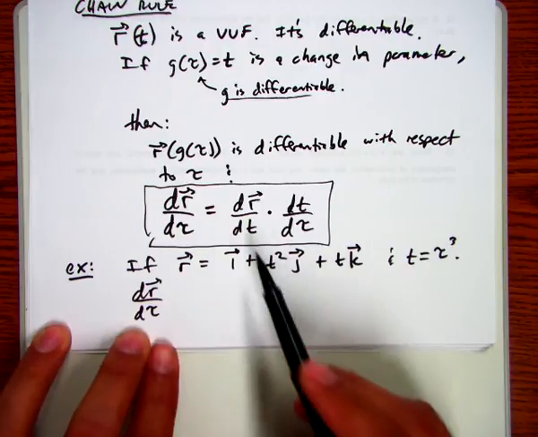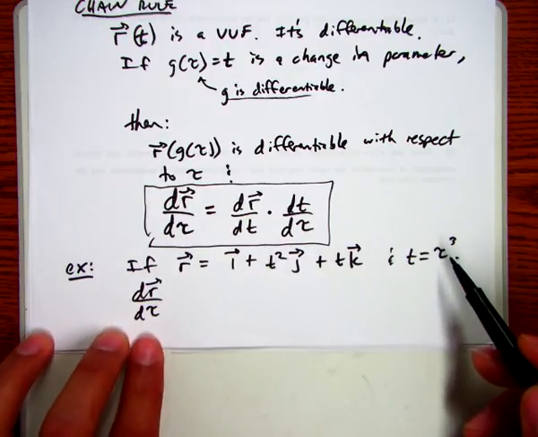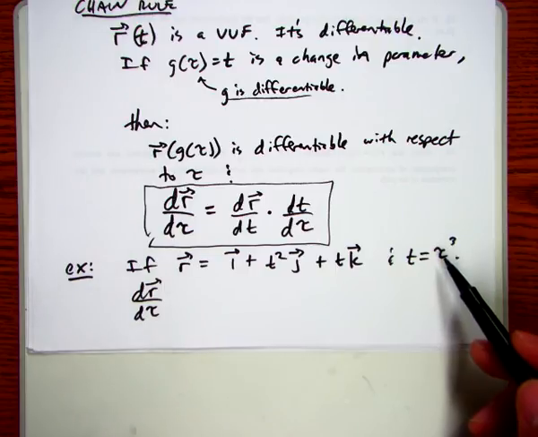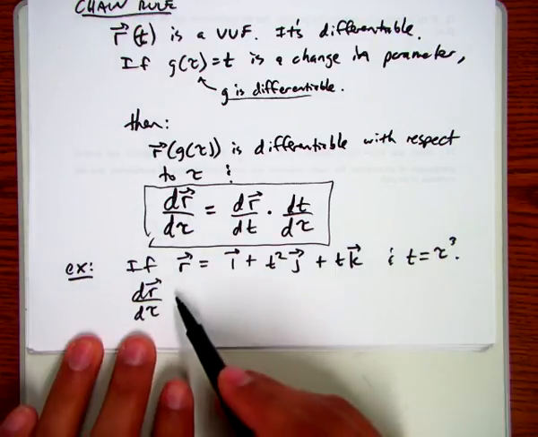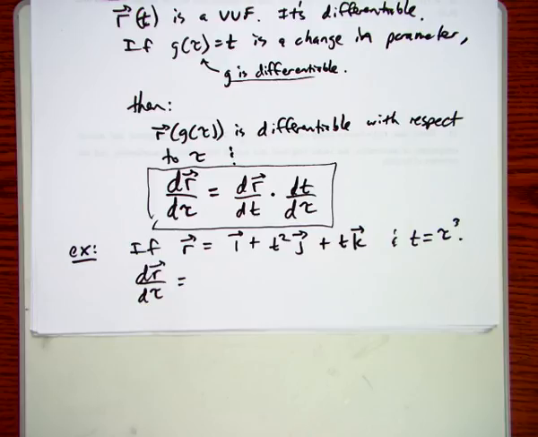Okay, so we have a vector valued function. We're going to change the parameter to tau. T is related to tau, as indicated here. Go ahead and find what the derivative with respect to tau would be when you change the parameter.